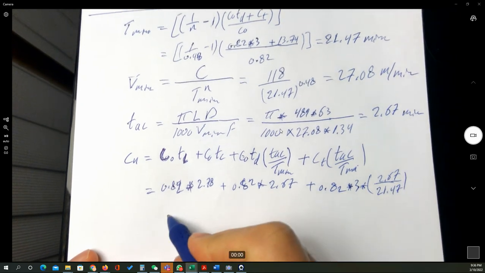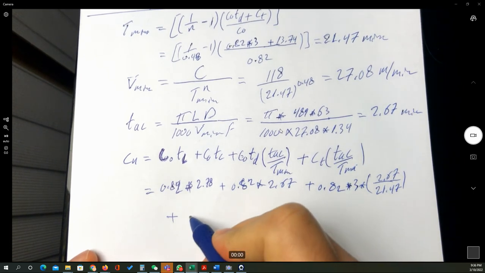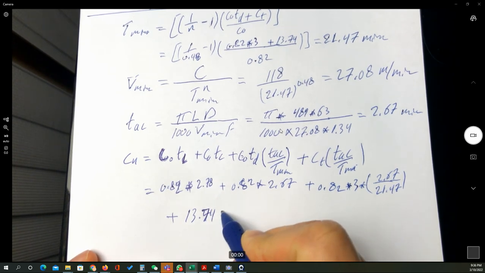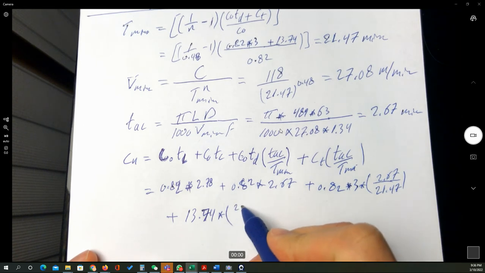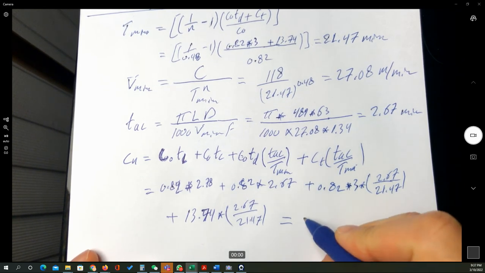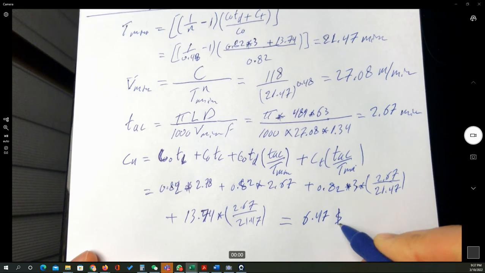And then we're going to add the other part, which is going to be the CT, which is for 13.4.74, and multiply by 2.67 divided by 21.47. And then the answer for the CU, according to my calculator, is going to be equal to 6.4, or let's say 6.47 dollars per piece.